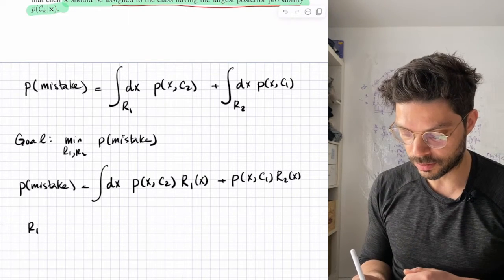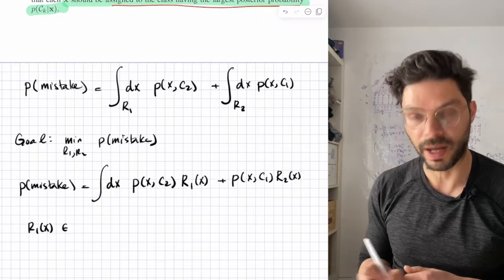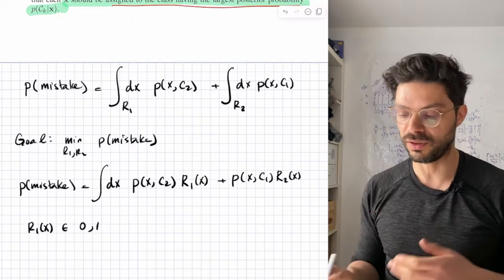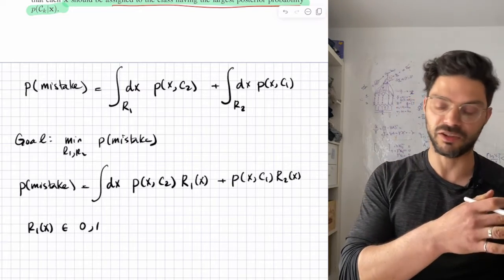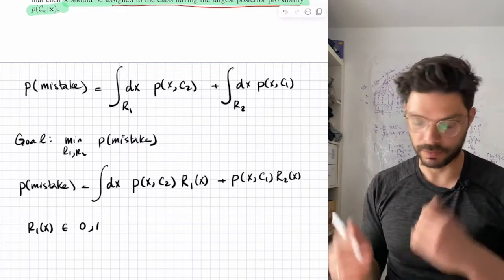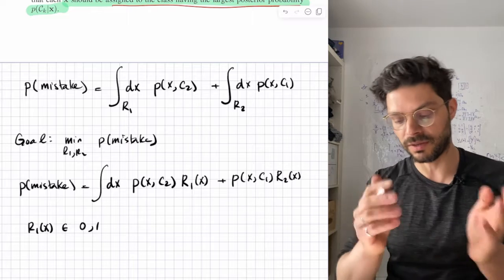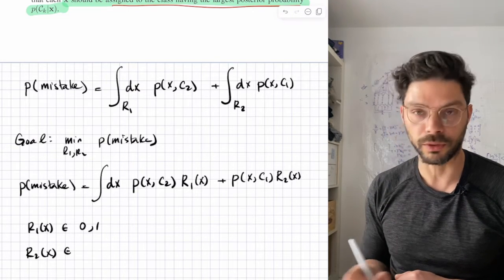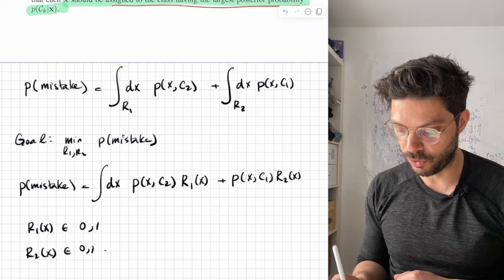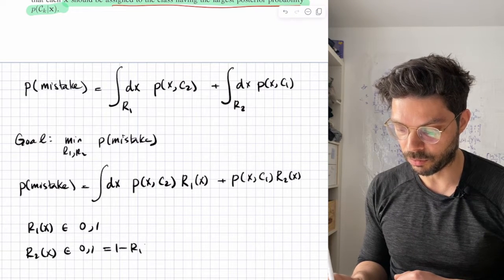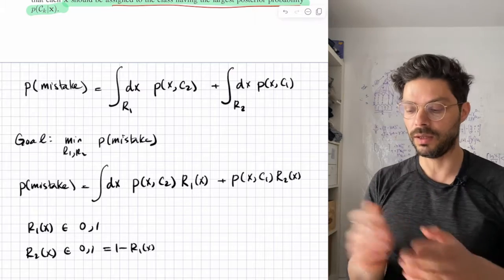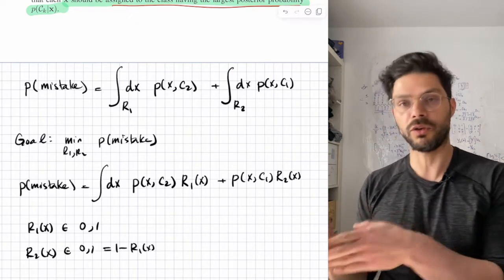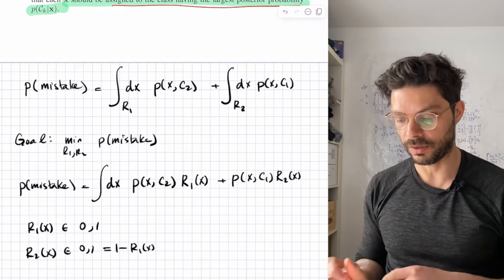So R1 of x is just going to be a binary value, which is going to stand for assigning x to class 1. It's just going to mean x is being assigned to class 1. And R2 of x is also in 0, 1, but it's going to be defined as 1 minus R1 of x. So it's just going to be the opposite thing. If R1 of x is 1, then R2 of x is 0. So they're not separate.